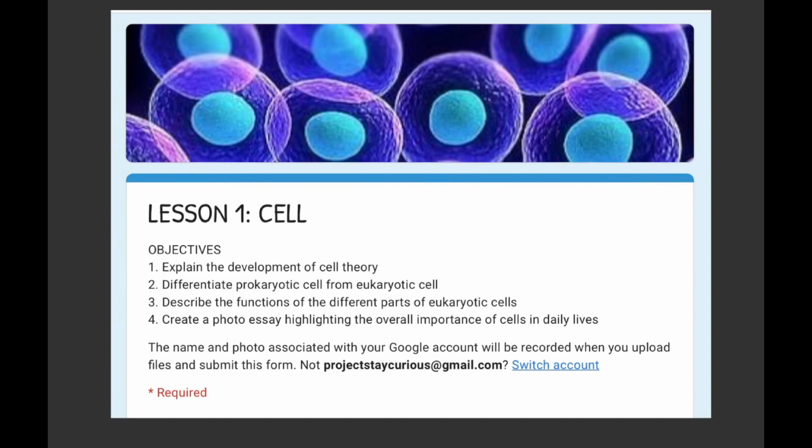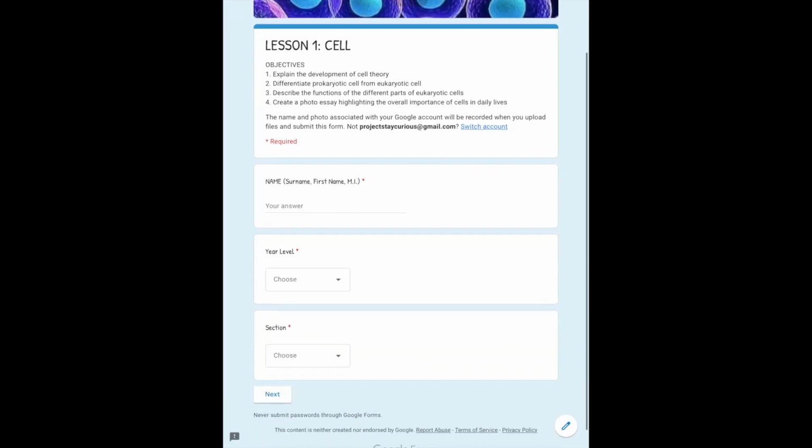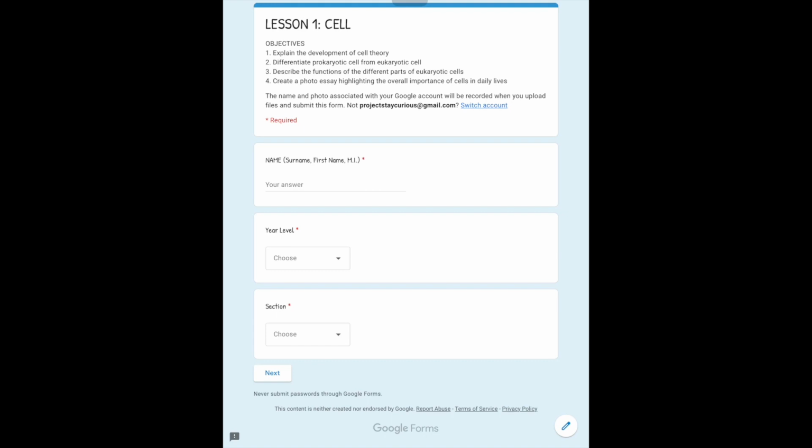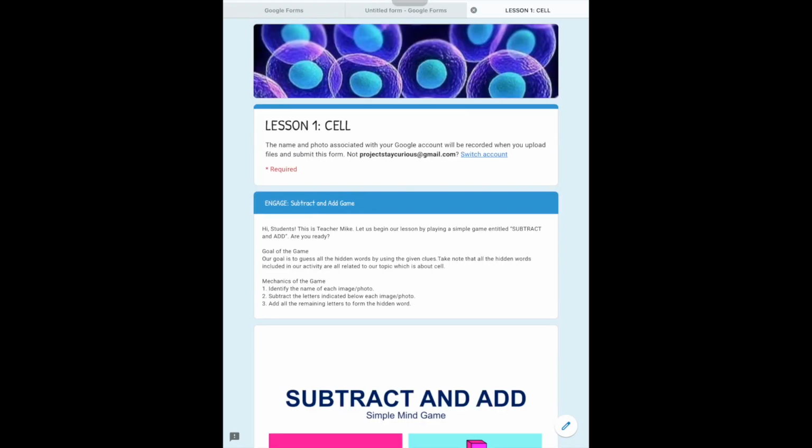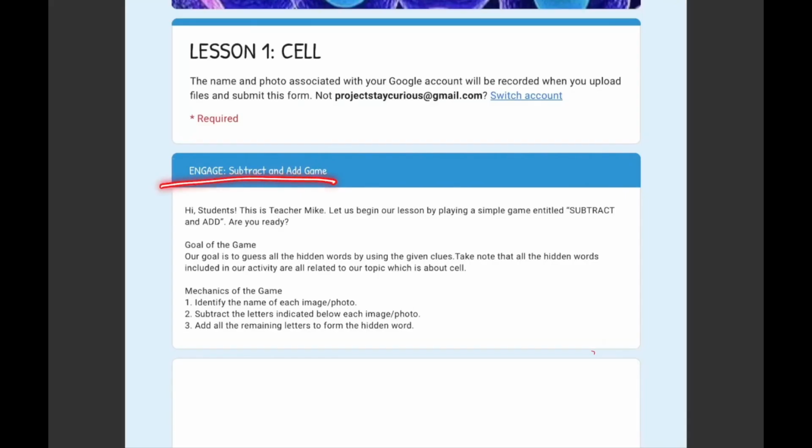On the first page of the Google Form, you can add the objectives so that they will know what is expected from them at the end of the lesson. Students also need to provide their basic information so that we will know who accomplished the form. We can also identify the time and date of their submission. The second page of the form is the start of the lesson. Let's just recall that the 5 Es stand for engage, explore, explain, elaborate, and evaluate. Let us start with the engage part.